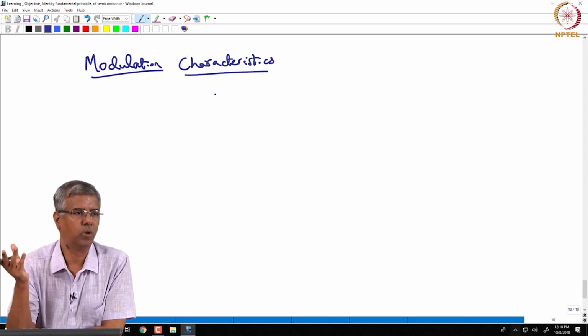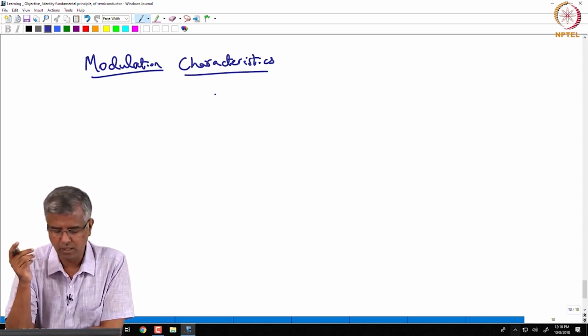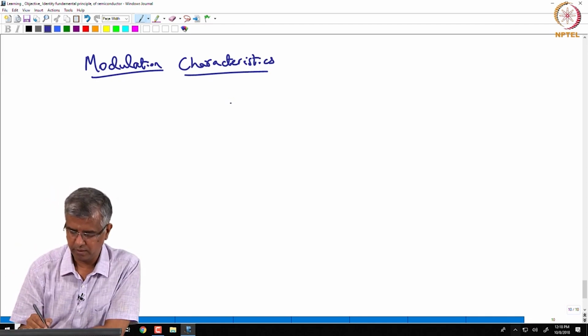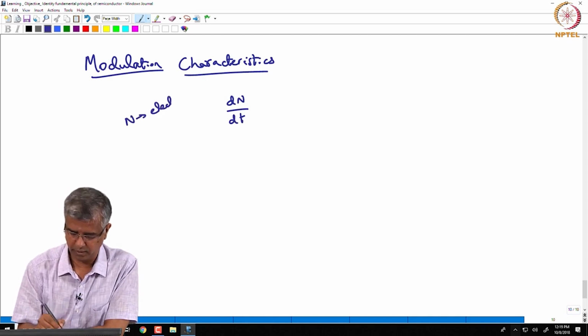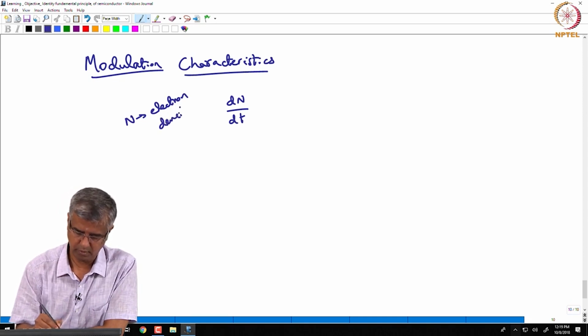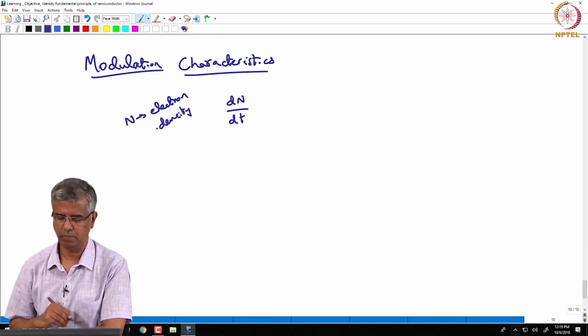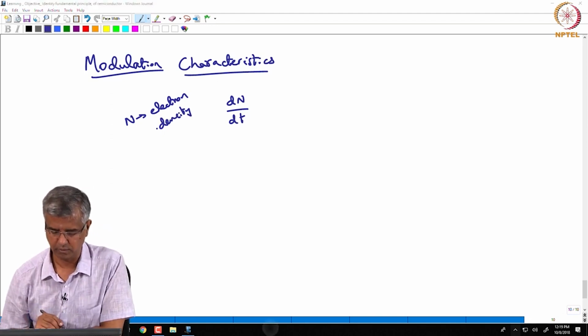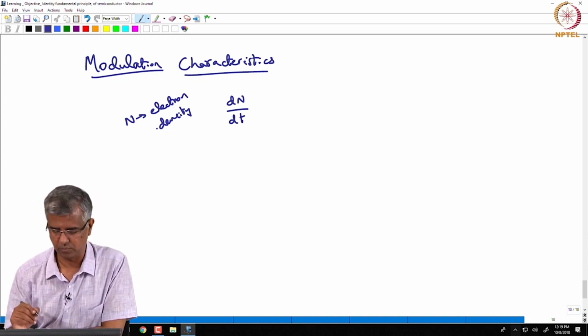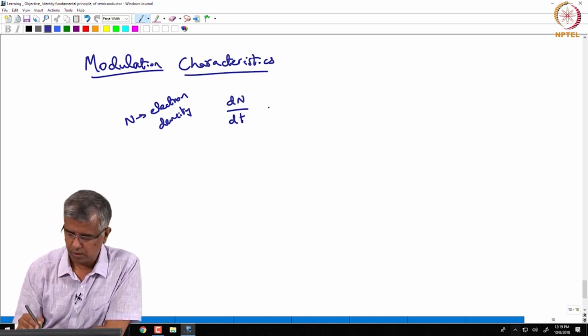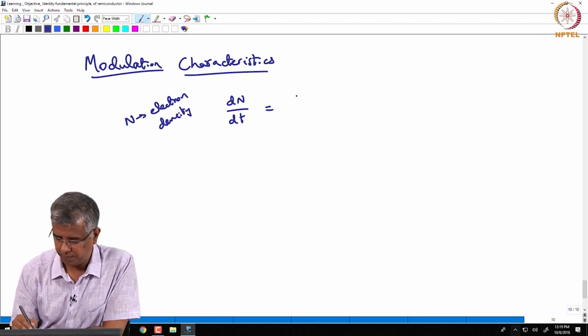Electron and hole number densities, right. So, I can write a rate equation with respect to that: dN over dt, where n corresponds to the electron density, right, per unit volume, which is typically expressed in terms of centimeter cube. So, this I can track.